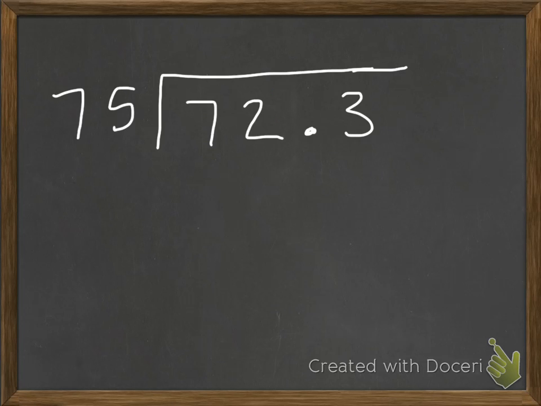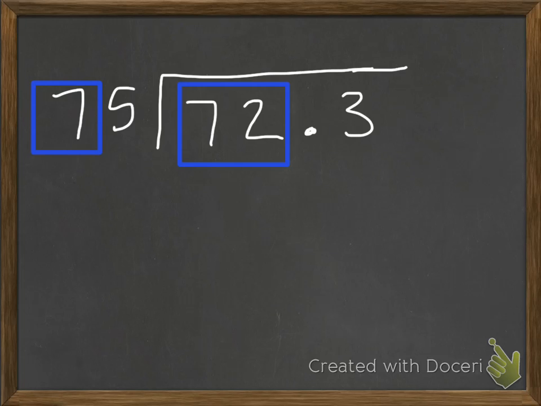This is one we did in class, 72.3 divided by 75. It started out as 7.5, and we moved it over. And this was 7.23, and we moved it over. So what we want to do is 75 cannot go into 72. So what we want to do is look at 72, and let's just use the 7.